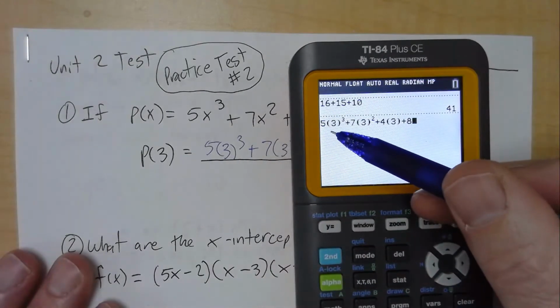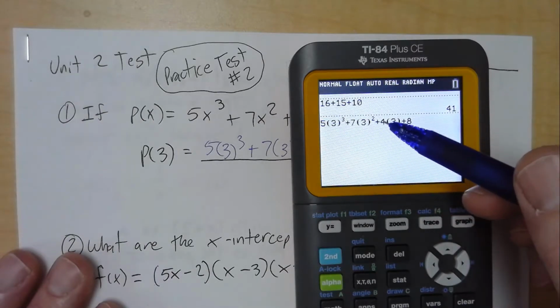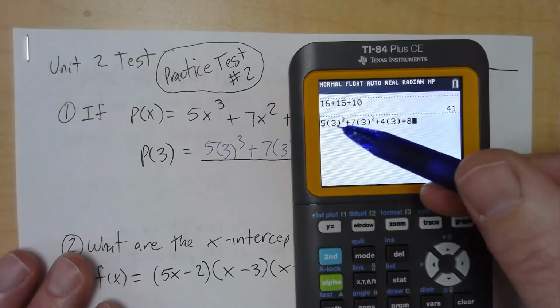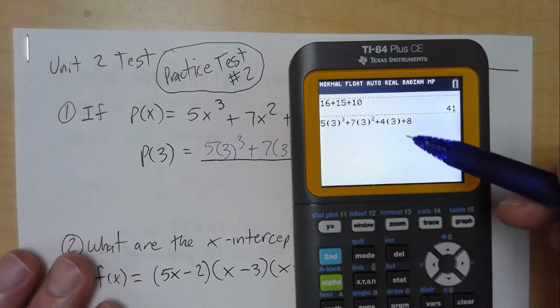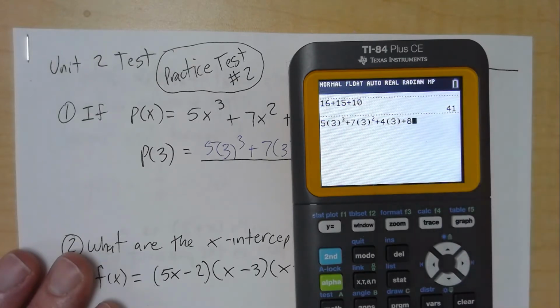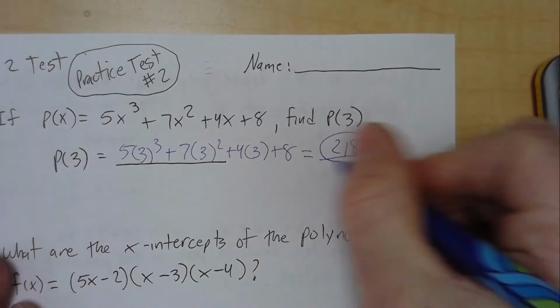I typed it in exactly like I wrote it, 5 times 3 to the third plus 7 times 3 squared plus 4 times 3 plus 8. I didn't use the multiplication sign. I used the little baby parentheses showing that 4 with nothing in between with the 3 there means it's 4 times 3. We hit enter and we get 218. So the answer to this one is 218.